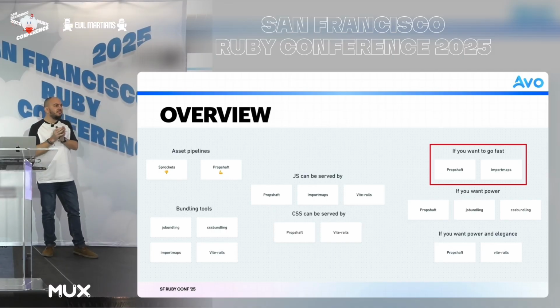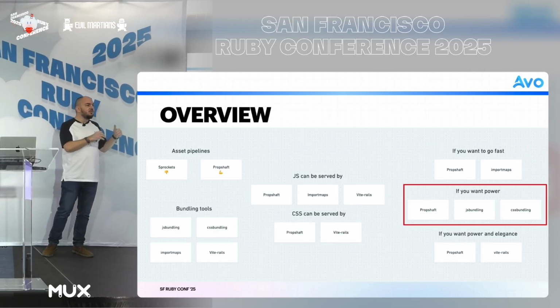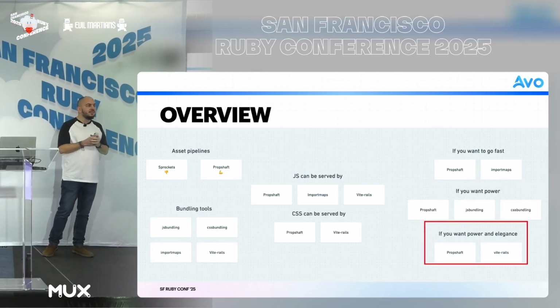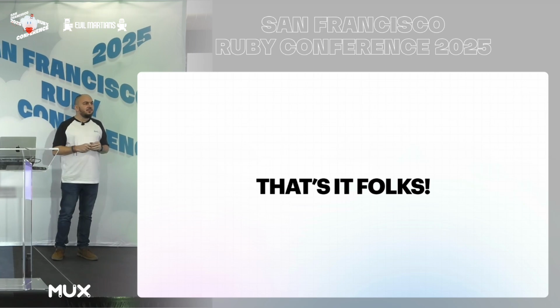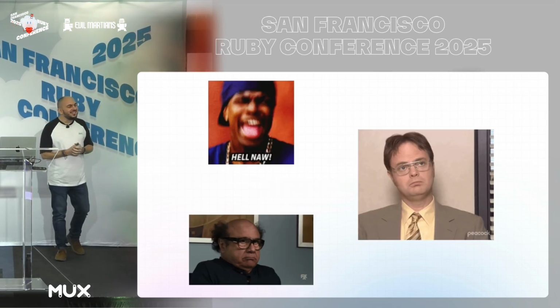If you want to move fast, you use Propshaft and import maps. If you need a little bit more power, you use Propshaft, JS bundling, and CSS bundling. And if you need a little bit of elegance, you can use Vite Rails. That's it, folks. Was it that easy? No, it actually wasn't that easy.